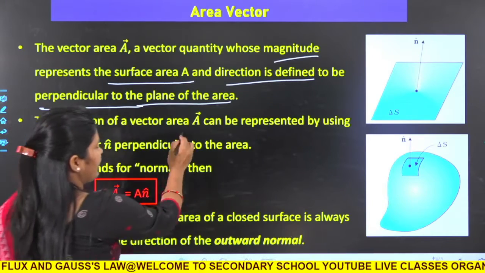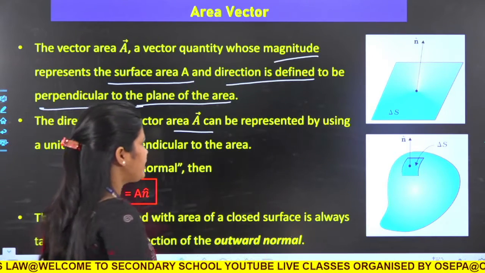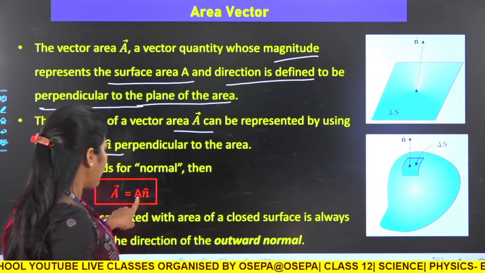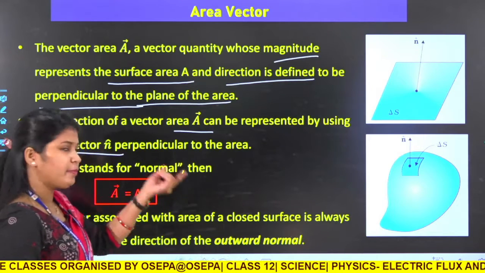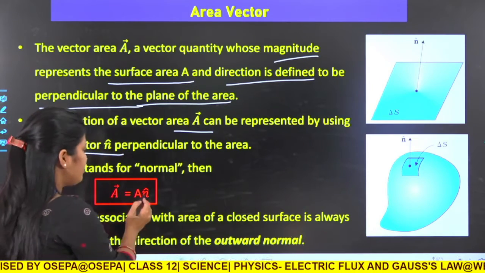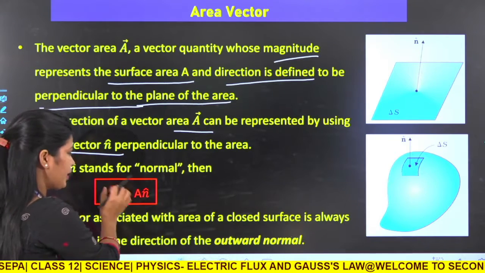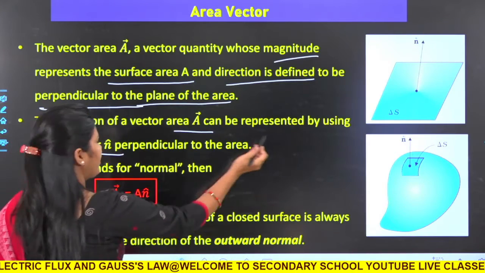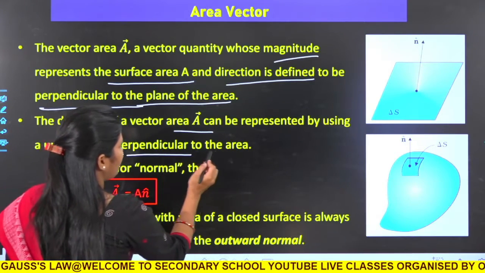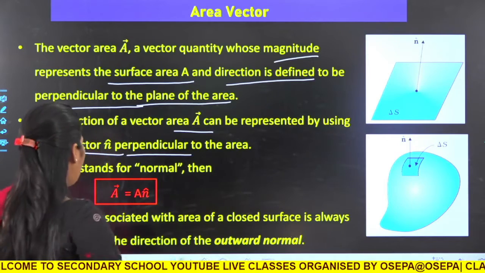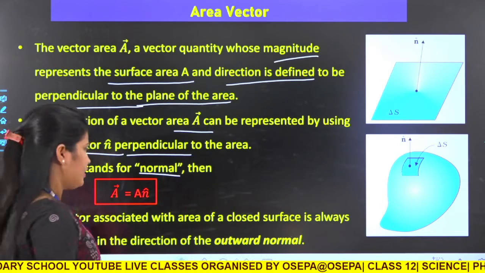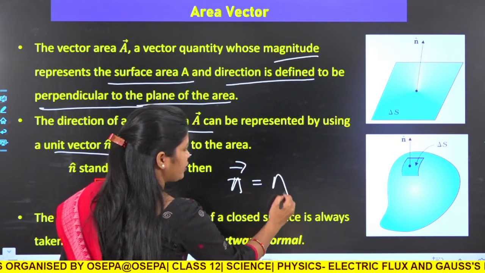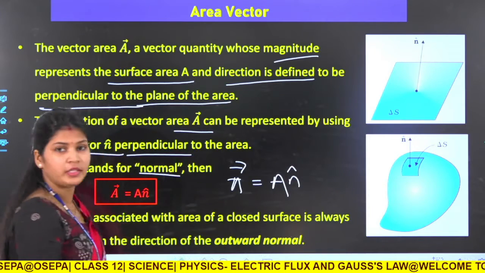So the direction of vector area A can be represented by using a unit vector. The magnitude will not be changed, so what should be multiplied? A unit vector. If we multiply a unit vector, the magnitude does not change and that gives the direction. So by using a unit vector n cap perpendicular to that area, and n cap stands for normal, we can write vector A is equal to magnitude A and direction n cap, the unit vector n cap.